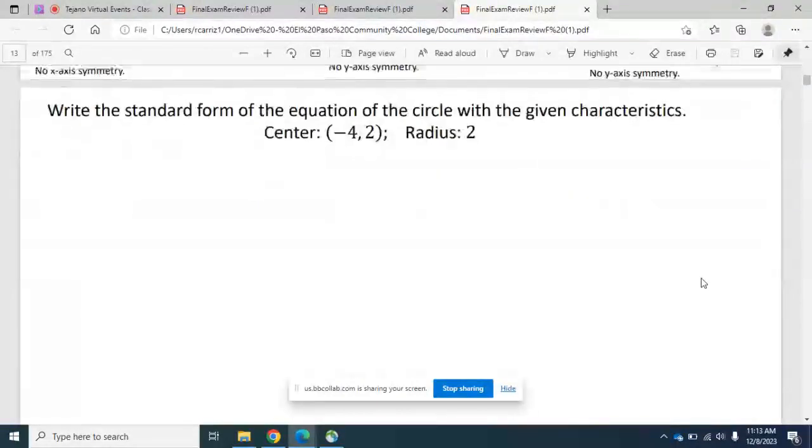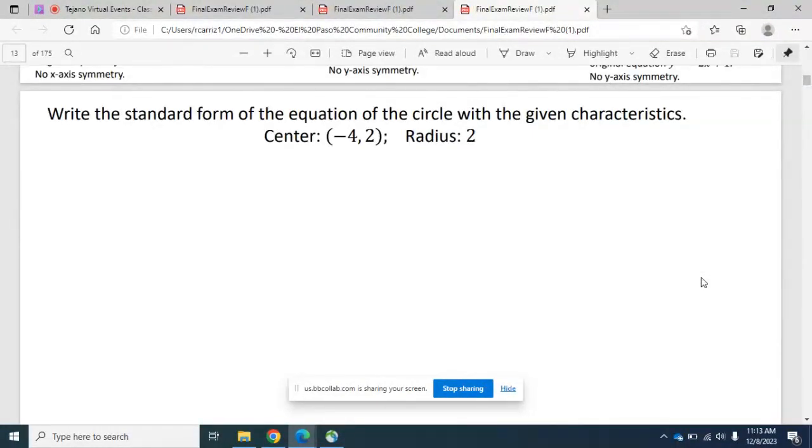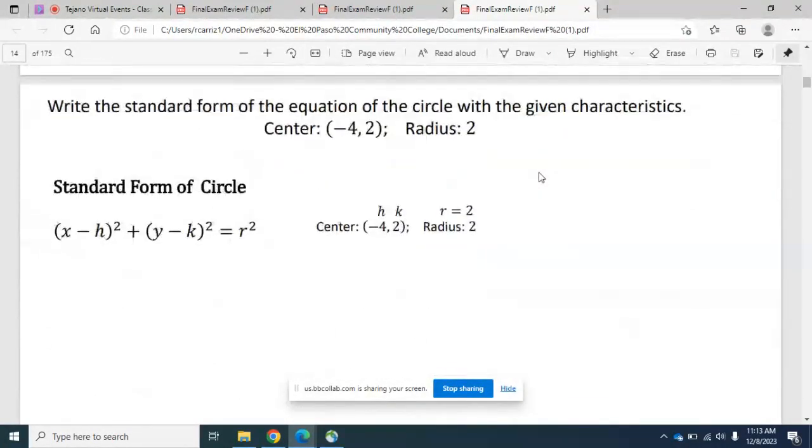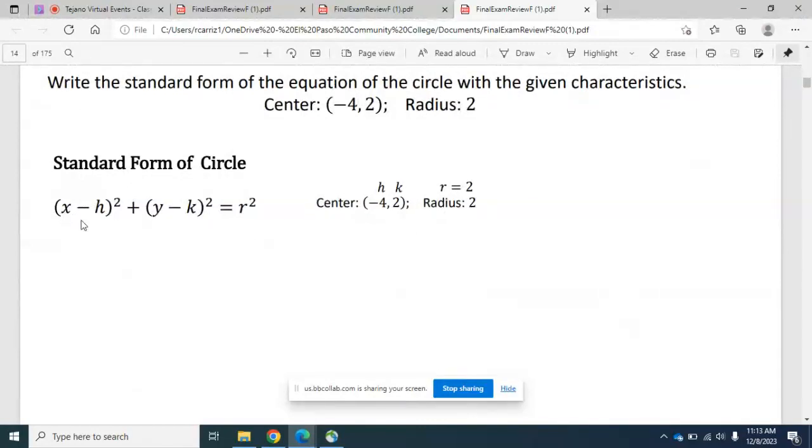Okay. So now let's look at an example dealing with a circle. So it says, write the standard form of the equation of the circle with the given characteristics. So the characteristics that they're giving us here are a center at negative 4, 2, and a radius of 2. So let's recall the equation for the standard form of a circle. And the equation is (x minus h) squared plus (y minus k) squared is equal to r squared, where our center is at negative 4, 2. Our radius would be 2 here.